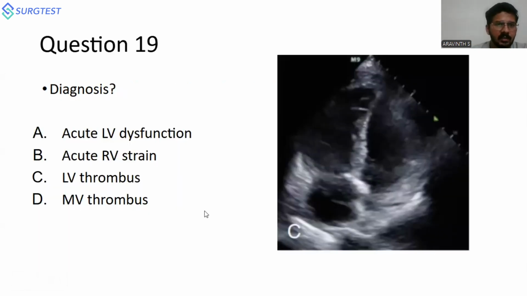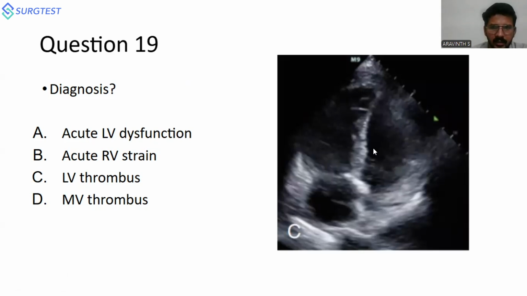Last question. Diagnosis based on the given echo report. A, acute LV dysfunction; B, acute RV strain; C, LV thrombus; D, mitral valve thrombus. Since it's a class on pulmonary embolism, it should be a very easy answer. Okay, somebody said acute LV dysfunction, somebody said acute RV strain. Anybody else has an answer?